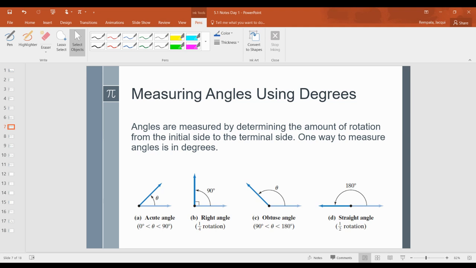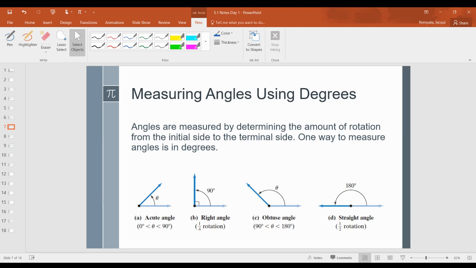So, measuring angles using degrees. You should be familiar with degrees. We've been measuring angles with them since the very beginning. Just a quick reminder, angles are measured by determining the amount of rotation from the initial side to the terminal side. That definition might be a little bit new to you, but the amounts of these angles are not going to be new. So we measure in degrees.